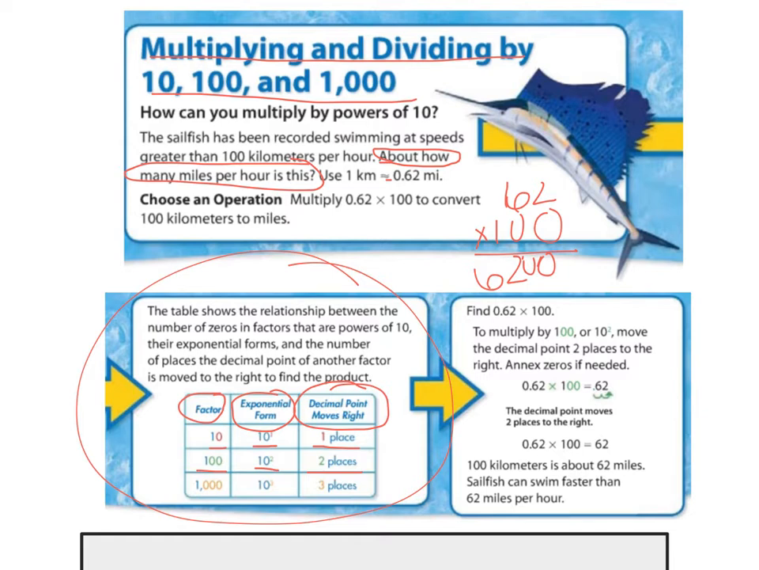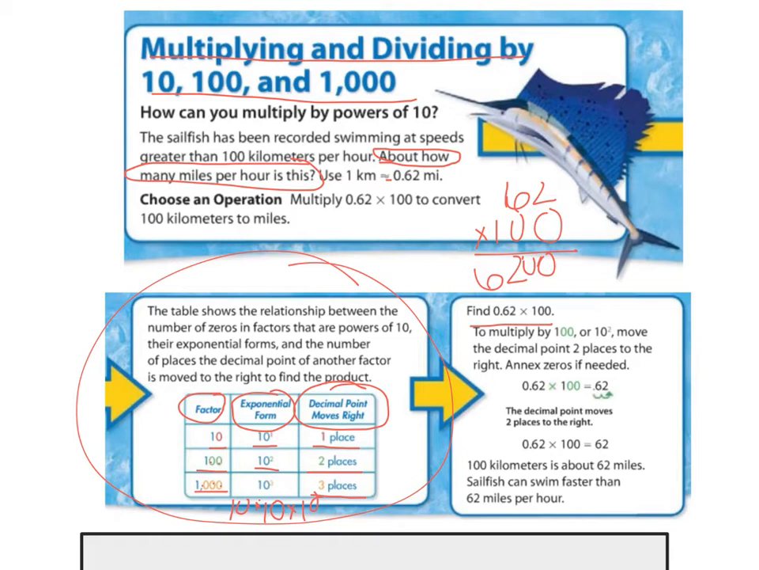Okay, how do we remember how many places we move it to the right? Well, I see 1 and I see 2 zeros, so all you got to do is count the zeros. If you multiply by 1,000, I see 3 zeros. It's also 10 to the third power, that's how many zeros it has. And it will move 3 places because there's 3 zeros. As a reminder, 10 to the third power means 10 times 10 times 10. There's 3 of them.